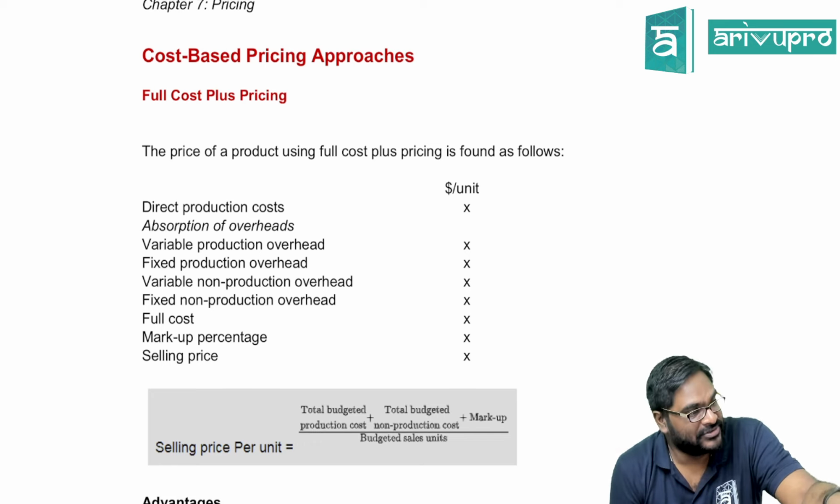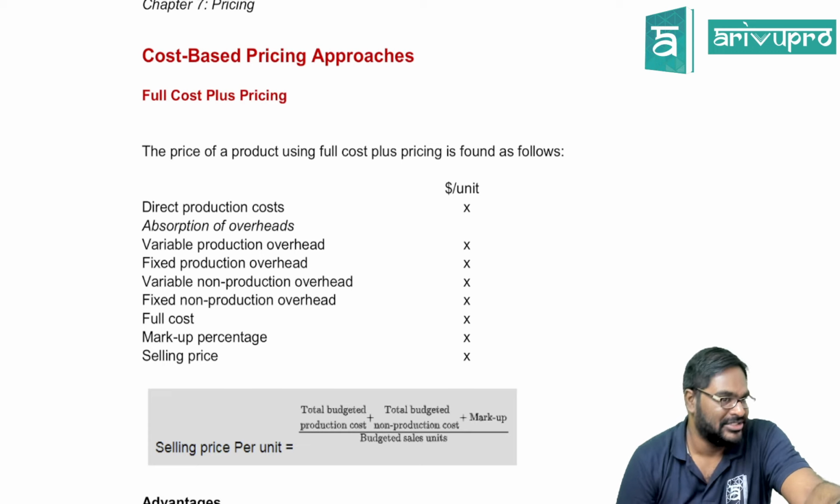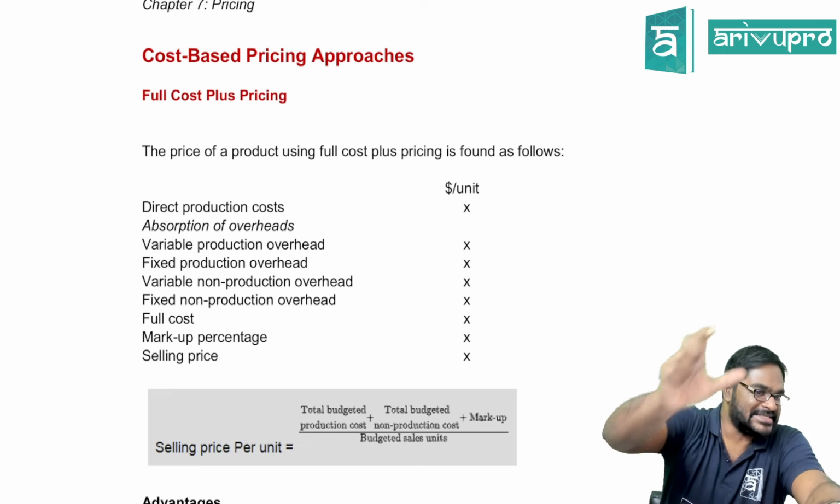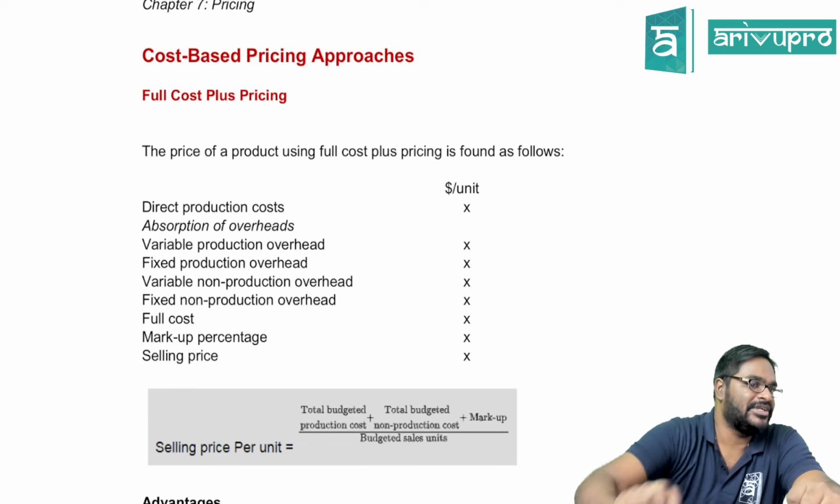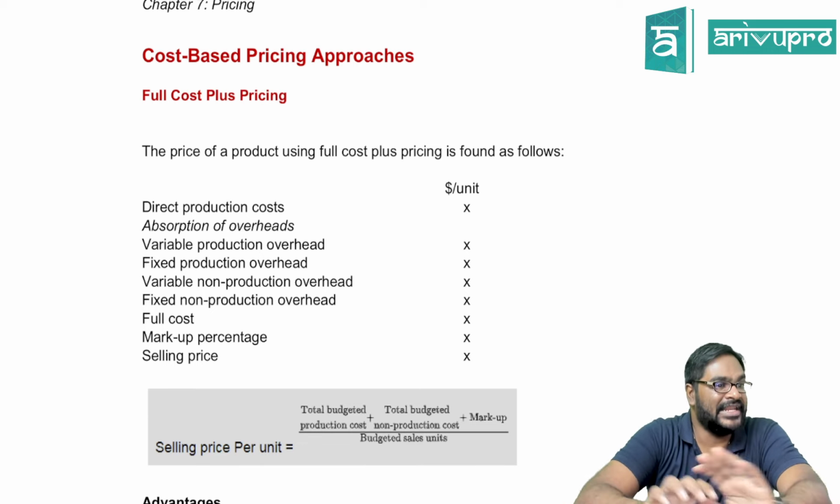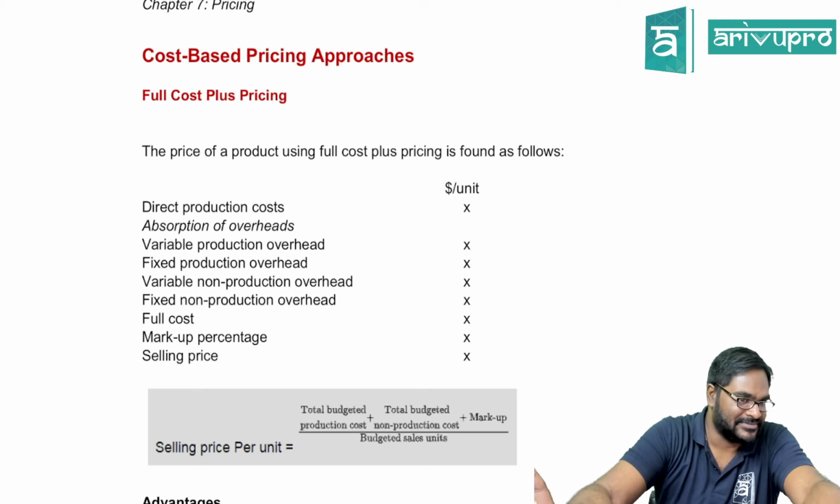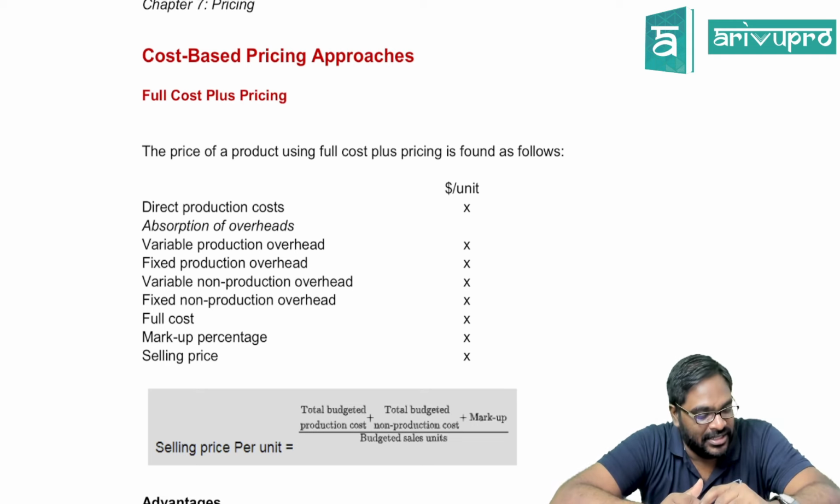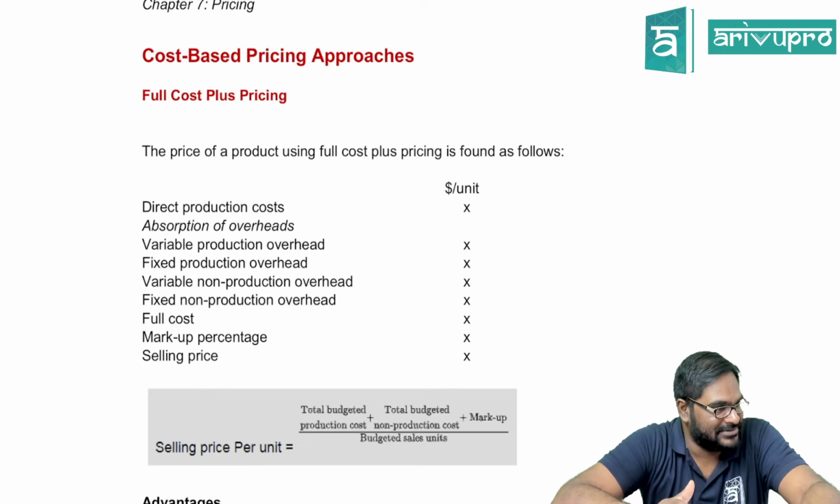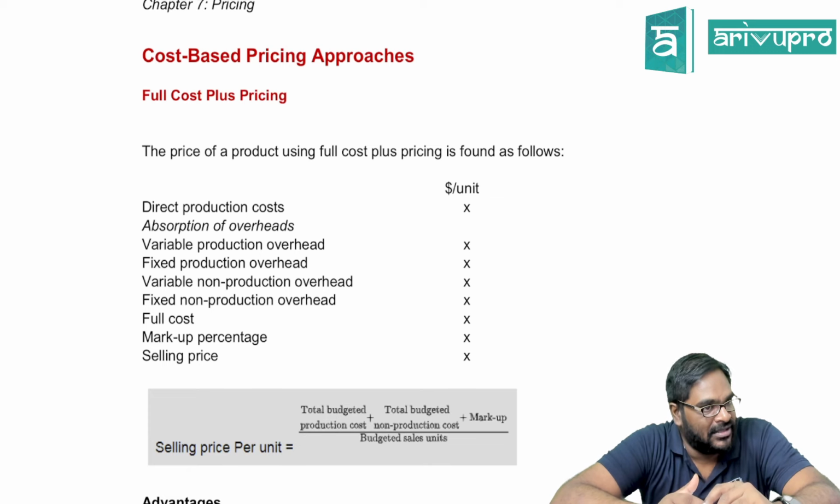Once you add that to the full cost, we will arrive at the selling price. So full cost plus the markup would be equal to your sales price. This is a very basic level of pricing. Are we clear? So markup will be a percentage on full cost, or total cost, in this concept. Otherwise it can be on selling price.